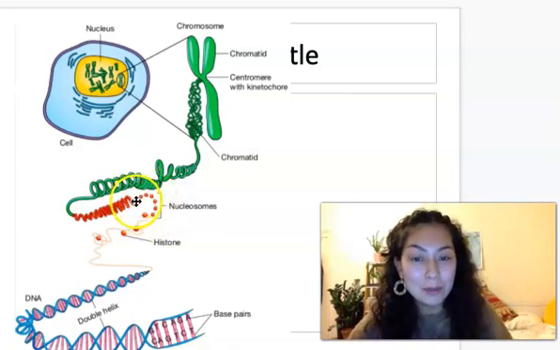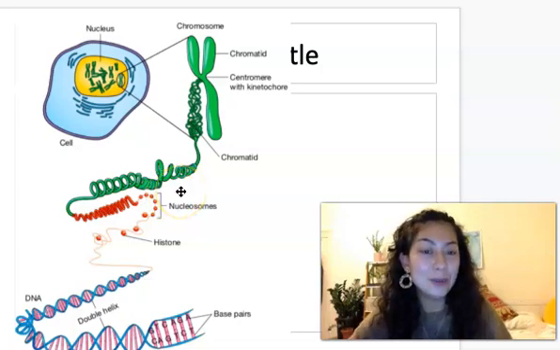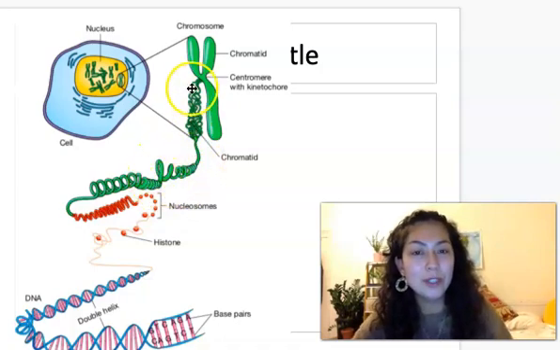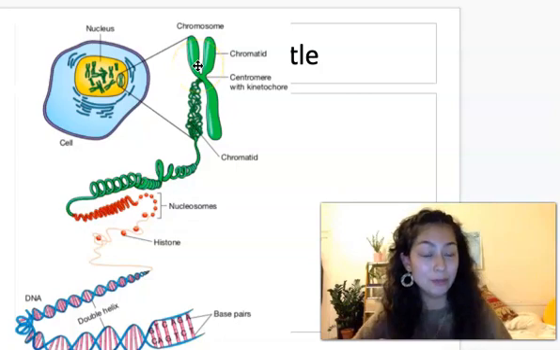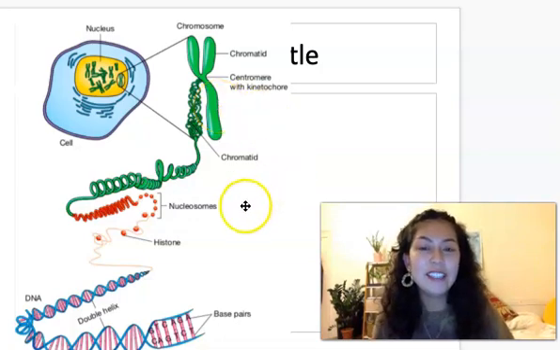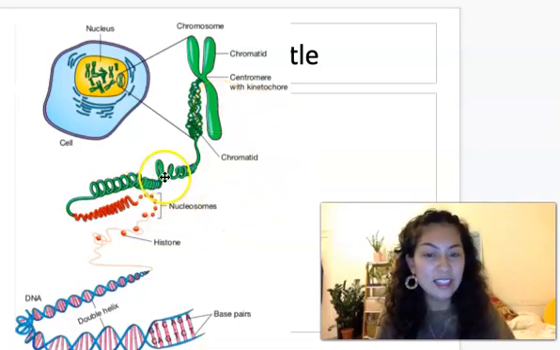When there are multiple nucleosomes starting to form a coil, this section here is chromatin. So that thin, decondensed form of DNA. When that chromatin condenses more and more, it forms a structure known as a chromosome. The difference in condensation between chromatin and chromosome is huge. Think of it like a really thin strand of hair versus a very thick dreadlock.